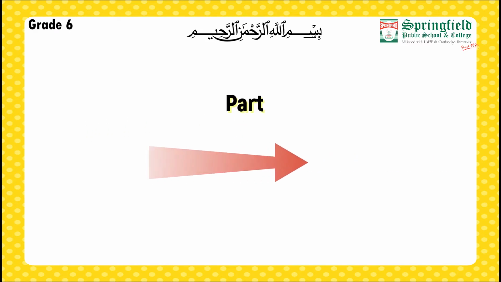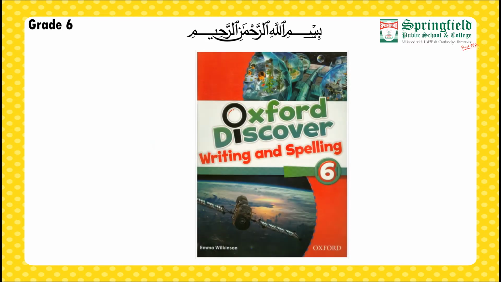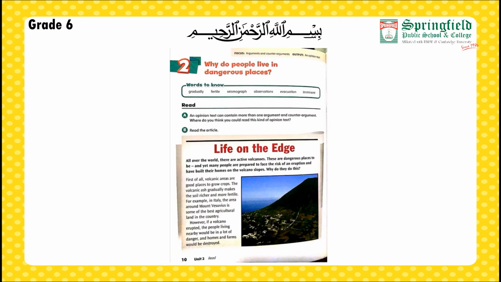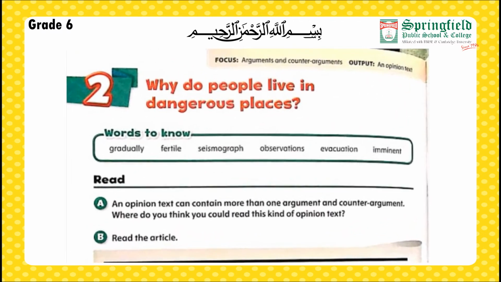I welcome you to your eLesson part 1. This eLesson is from Oxford Discover Writing and Spelling book, Unit 2. Why do people live in dangerous places? And the comprehension is Life on the Edge. This is page 10. Before moving towards our text, let's have a look at some sight words.